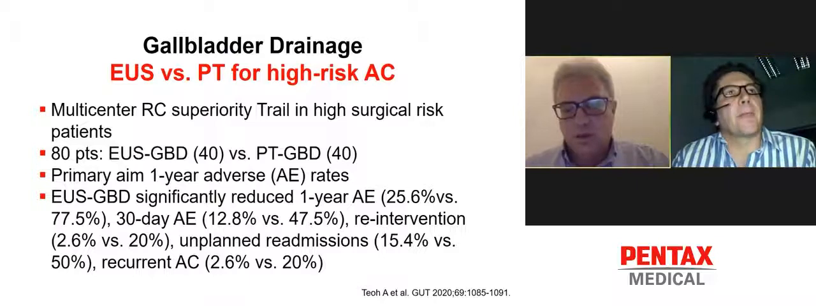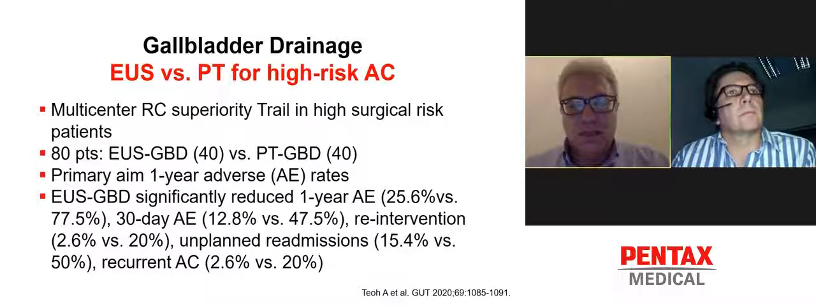So this is the results of the study that shows that the primary aim was the 1 year adverse events rate, and gallbladder drainage performed under US significantly reduced the 1 year, the 30 days adverse events, the reintervention, the readmission, and the recurrence of acute cholecystitis. No change in mortality. I agree with you about the stent sizes.